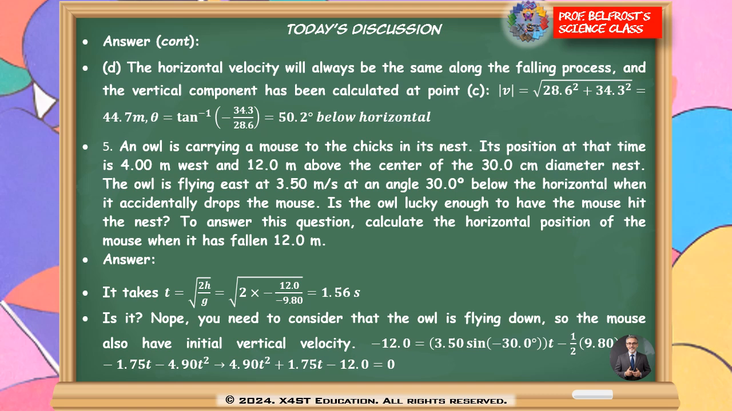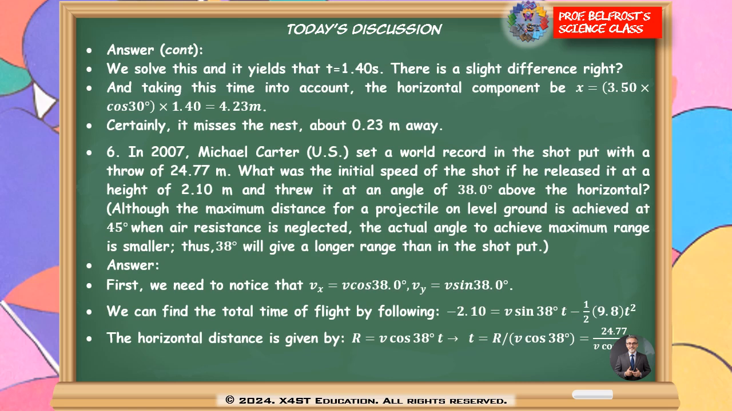3.5 meters per second is actually not parallel to a certain axis, because it makes an angle which is 30 degrees below the horizontal, so you need to take this into account. So we'll do as shown in the slide. y equals v0y t minus half g t squared, and after that you can do as shown, and we get t equals 1.40 seconds, and this will make a slight difference from the previous result, right?